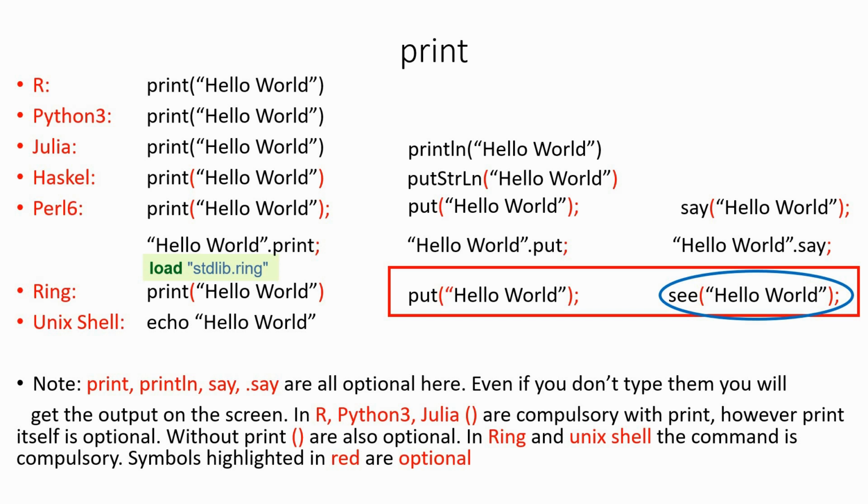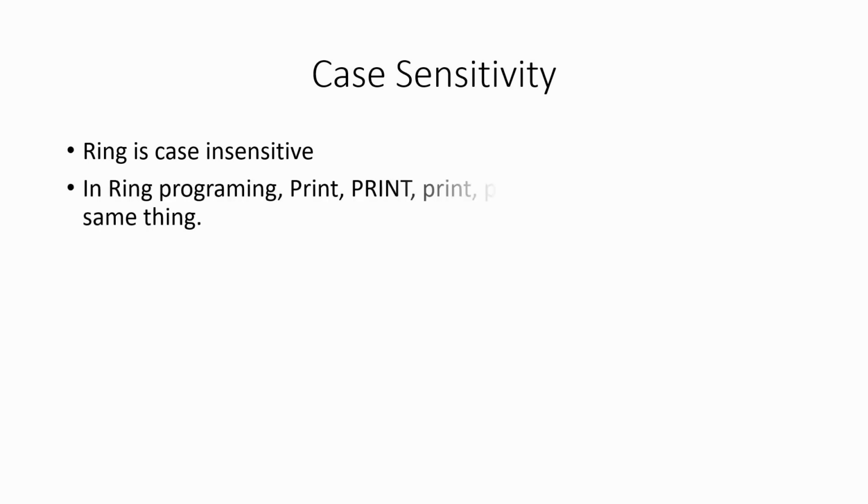Okay, now in Ring and Unix shell, the printing commands are mandatory. That is, in Ring program, you must use print command, put command, or see command. You cannot type the string directly and then press enter. This will give you an error. Now, what about case sensitivity? Only Ring program in this list is case insensitive.